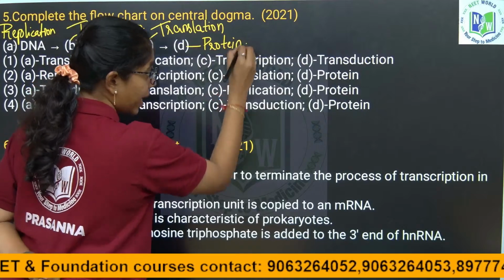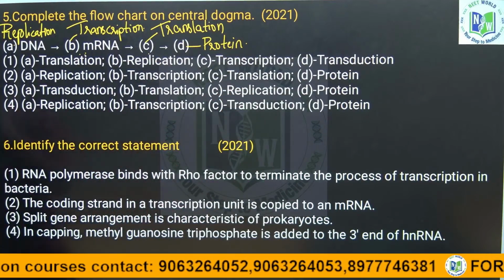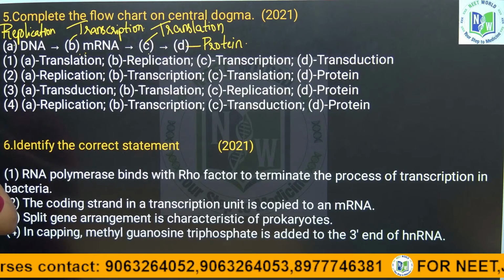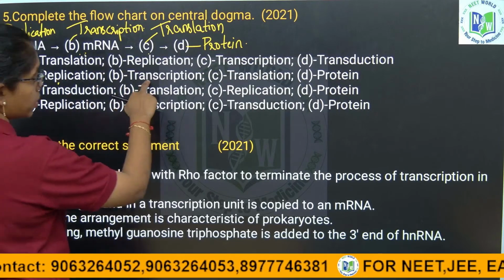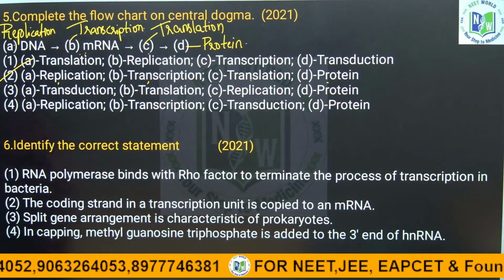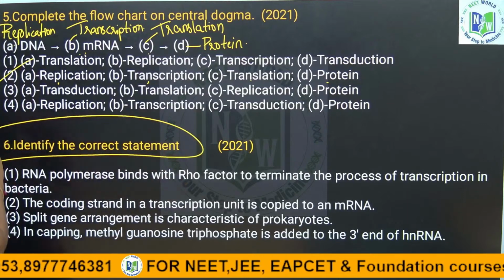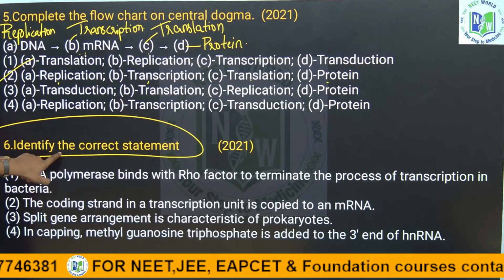The ultimate goal of DNA is to synthesize a protein. So, here if you look into it, A is replication, B transcription, C translation and D protein formation. So, here the option 2 is the correct answer. Identify the correct statement. Sixth question, again a statement based question.